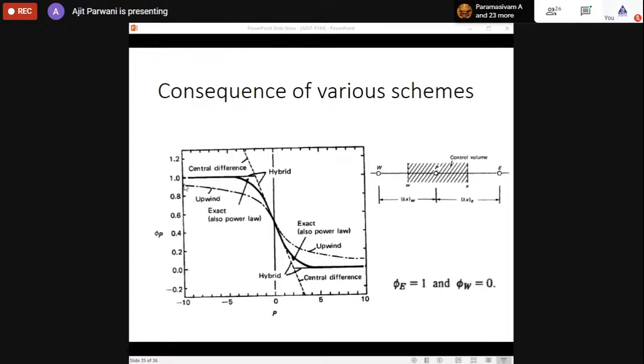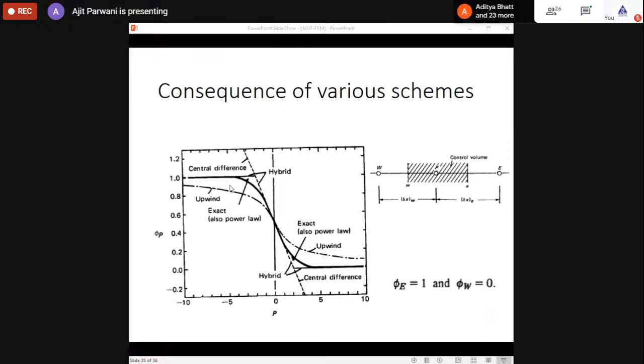Whereas the upwind scheme will always have a value. You will see the upwind scheme is always having a value which is close to the exact curve. It is not giving the exact value, but it is very close to the exact curve. Okay, so it is giving the realistic value, but still it is having some deficiency. So what is that deficiency?